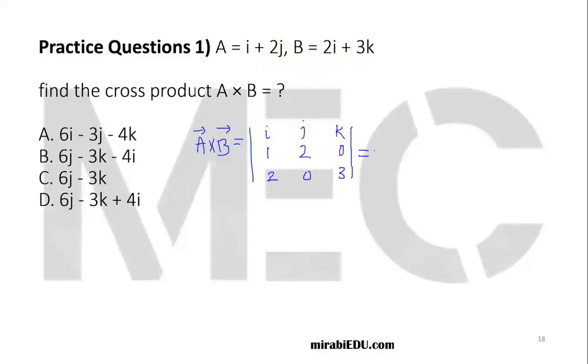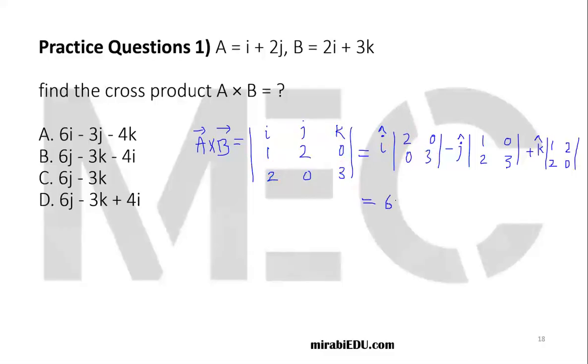Now, how is a determinant calculated? i times a determinant formed by removing this row and this column. So i times this determinant minus j times a determinant formed by removing that row and column. Let me see. 1, 0, 2, 3. Very good. And then k times a determinant formed by removing that row and column, the row and column corresponding to k, of course. 1, 2, 2, 0.